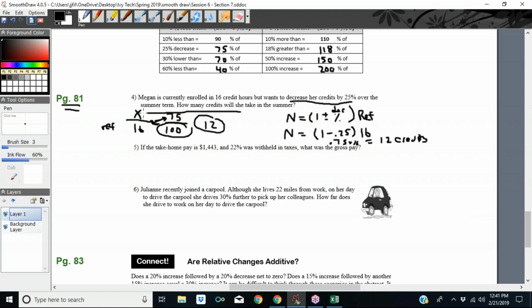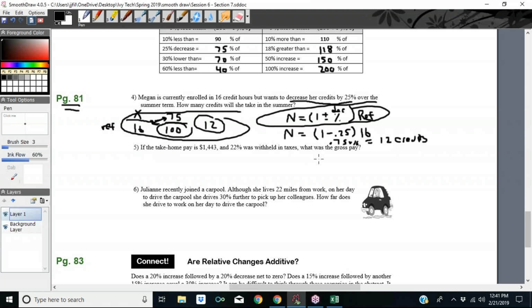So either way, of either of these two, with a proportion or with an equation, either one is fine. And so let's see, number 5, we're just going to do a couple more together. Then we'll have you guys work in groups, okay? So it says if the take-home pay is $14.43 and 22% was withheld in taxes, what is the gross pay?